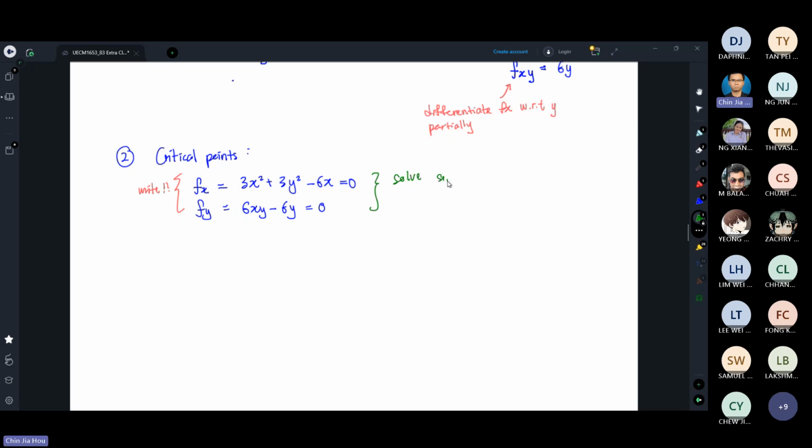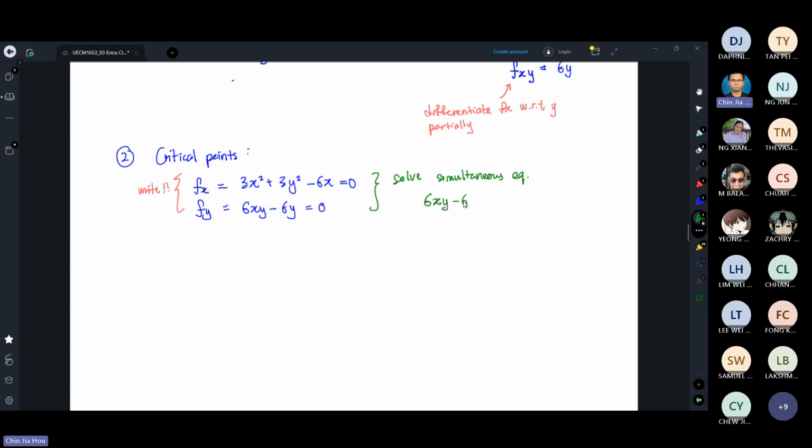Solve simultaneous equations. And this is the part which is truly not included in the syllabus. There is no subsection or extra note about how to solve simultaneous equations. And I truly believe that before you enter the university, you already know or were taught how to solve simultaneous equations. You just need to recall how to do it. Let me do it quickly.